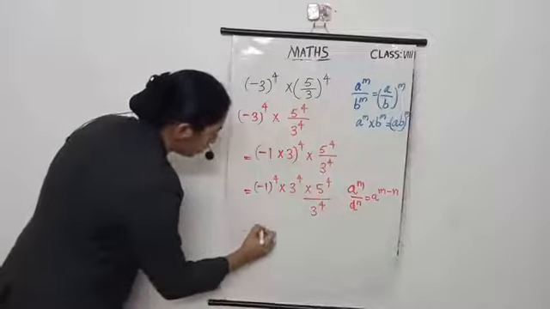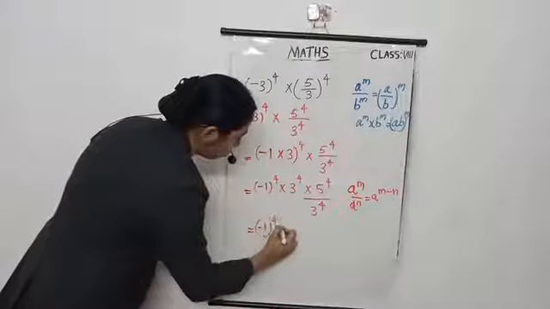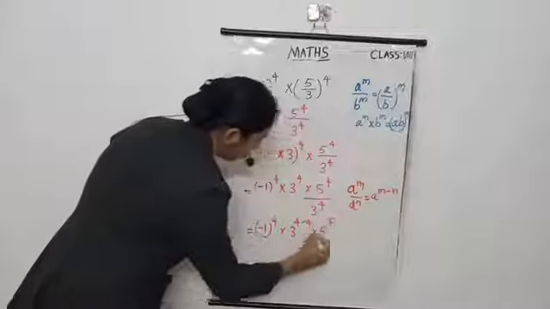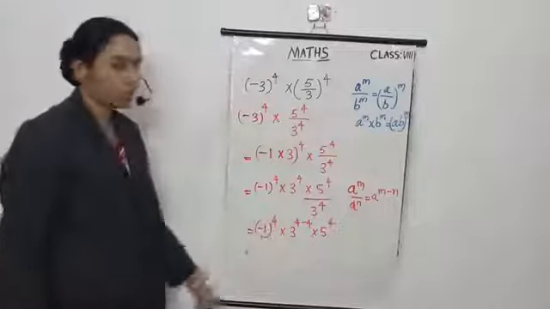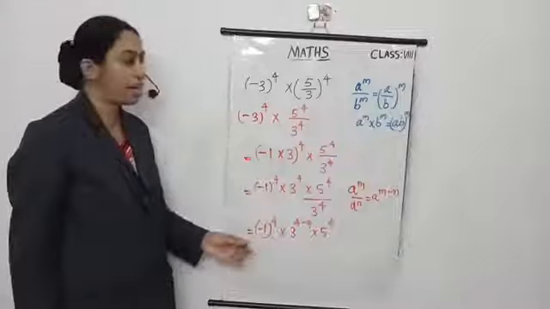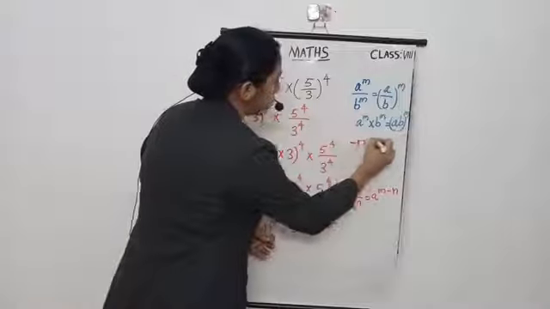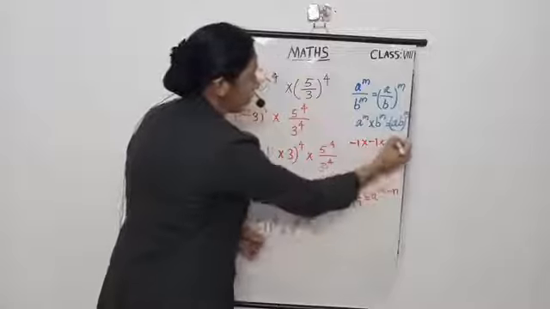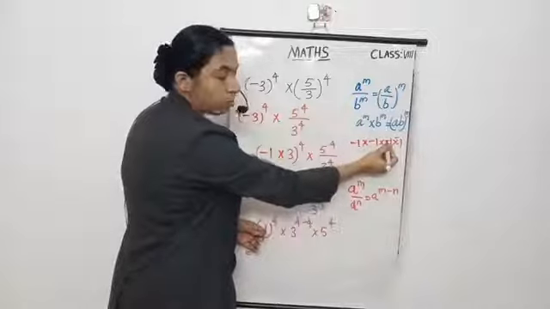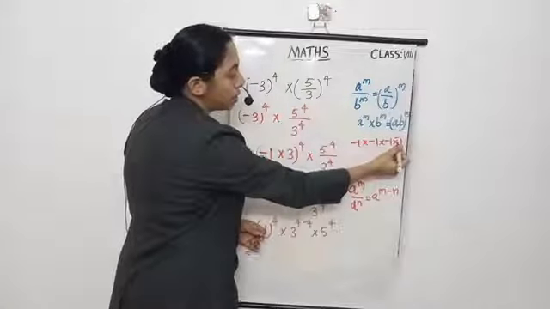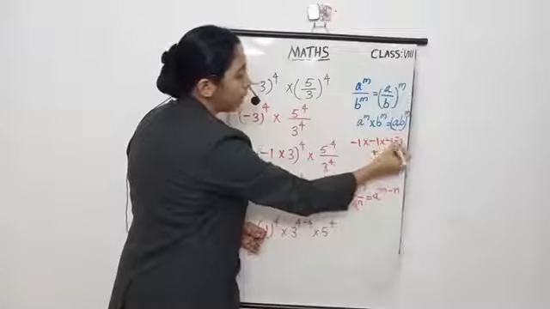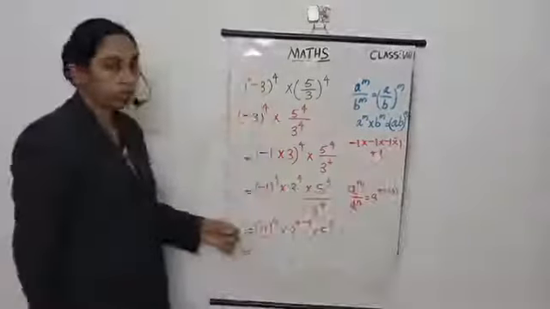So this is equal to minus 1 all raised to 4 into 3 raised to 4 minus 4 into 5 raised to 4. Now, minus 1 raised to 4 means minus 1 into minus 1 into minus 1 into minus 1. Minus into minus plus. Again plus into minus minus. Again minus into minus plus. 1 into 1, 1 into 1, 1. So this is equal to plus 1.